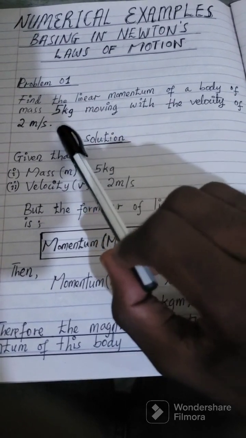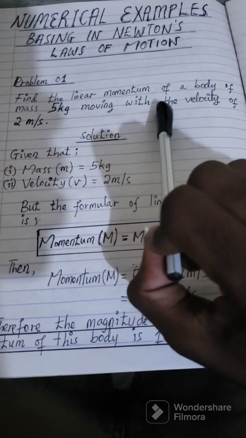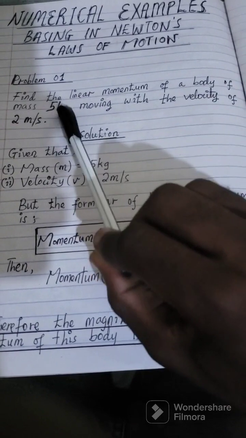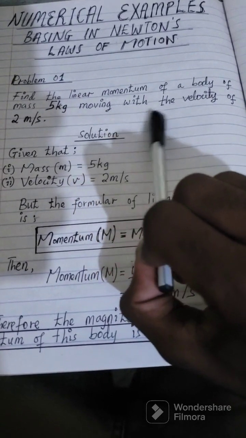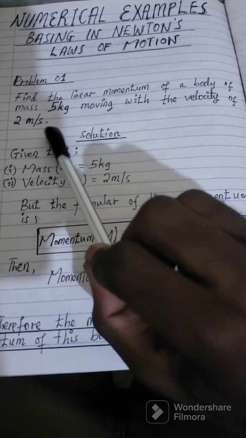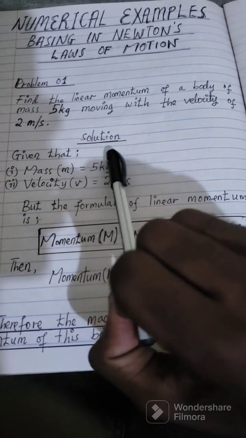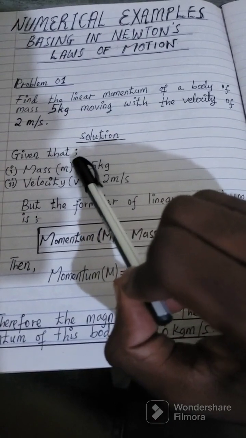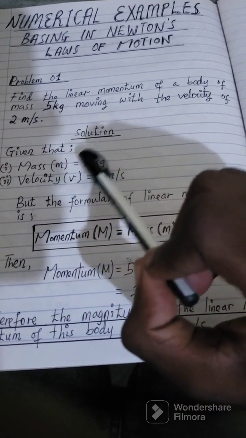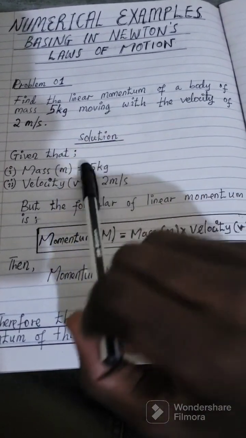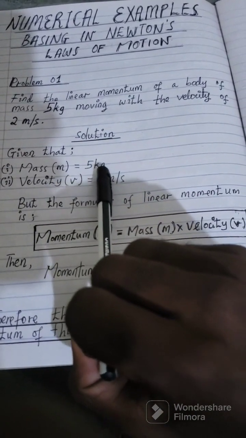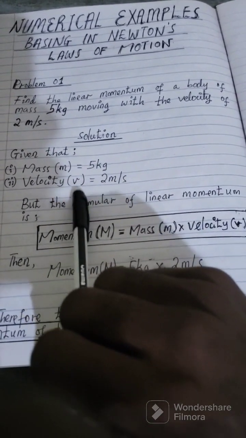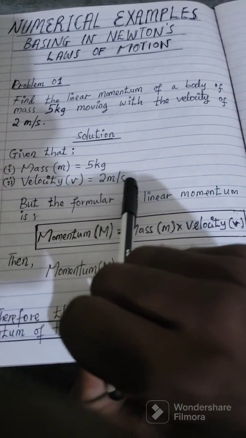Problem number one states: find the linear momentum of a body of mass 5 kg moving with a velocity of 2 meters per second. Now, solution for this problem. First of all, we write down the data given. In our question here, we have the mass of the body, which is 5 kg, and the velocity of the body, which is 2 meters per second.